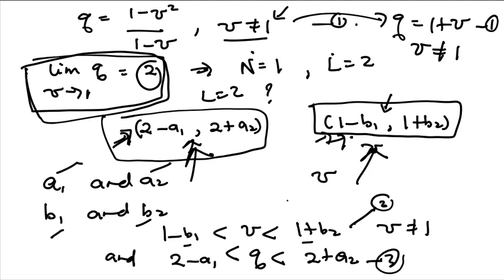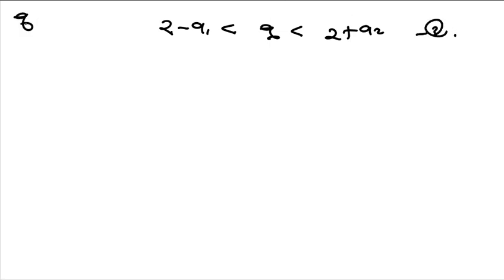Okay, so we need to substitute it into 3, because we have q here. Substitute q here as 1 plus v. Okay, so what happens here is that it will be like this. So initially we have 2 minus a1 less than q less than 2 plus a2, isn't it? Okay, so this is equation 3. Because we have q, after we simplify, we have 1 plus v, such that v is not equal to 1.